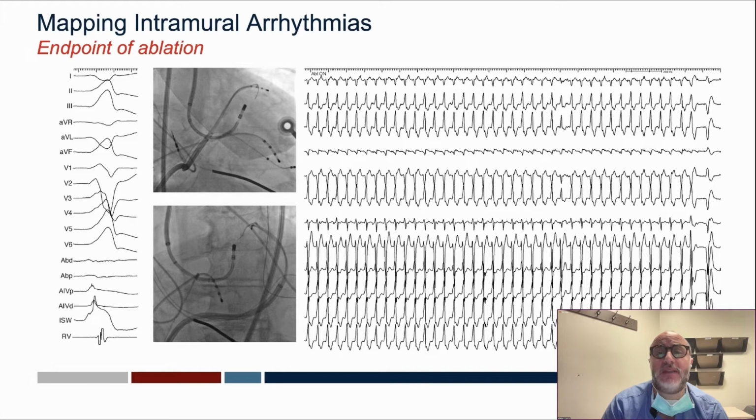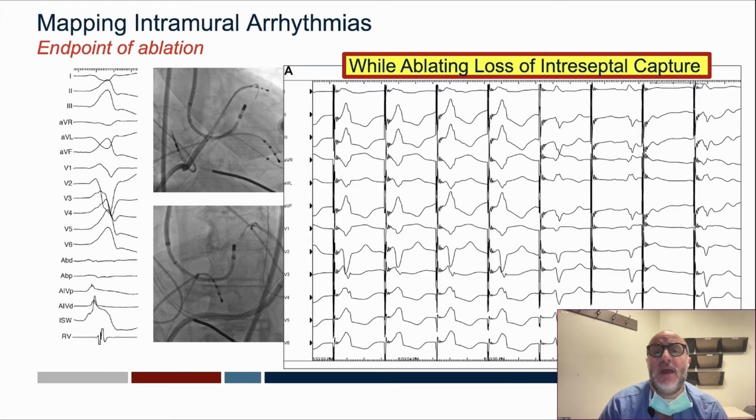And you can see it takes time to penetrate, but the VT slows and terminates. Then when we continued ablating that septal substrate, we kept stimulating from the wire until we lost capture. So you're trying to do deep enough lesions to penetrate, and this is the problem with septal ablation. It's trying to get transmural lesions that penetrate into the tissue.